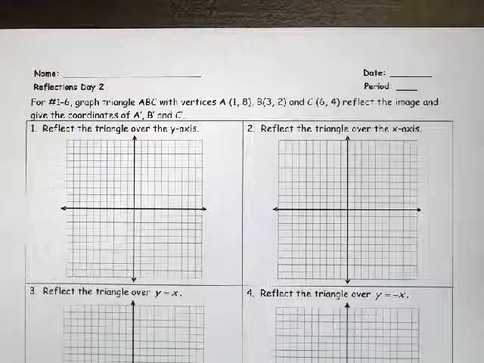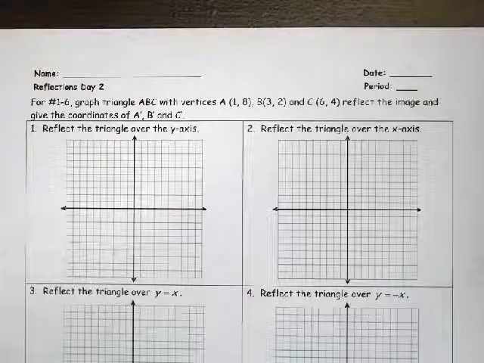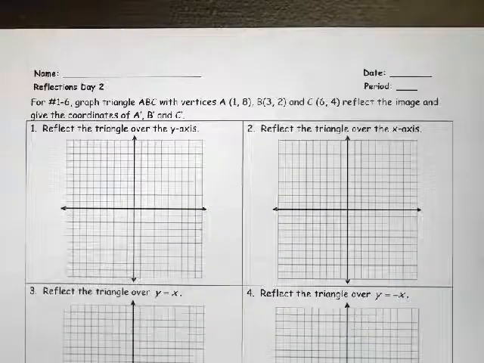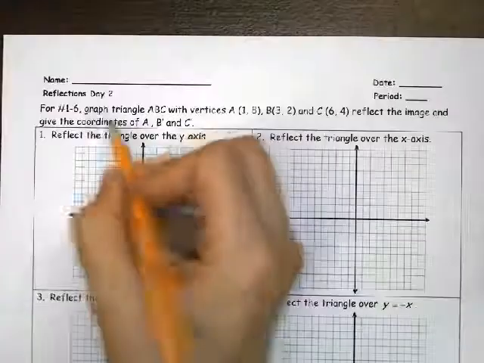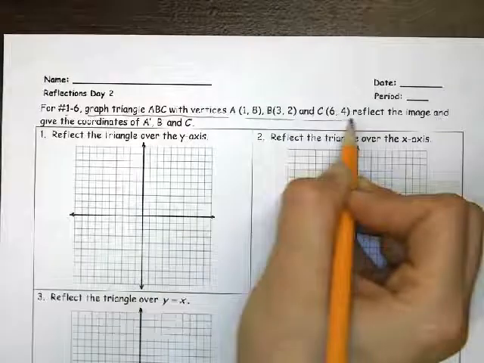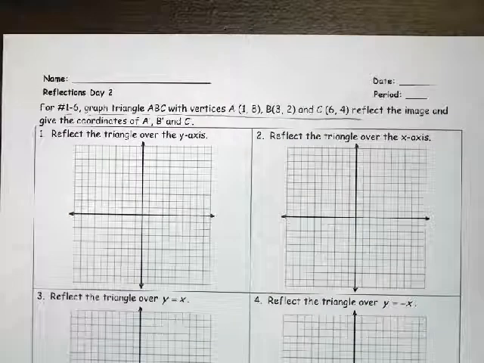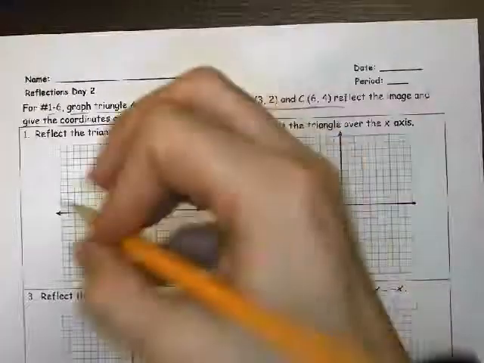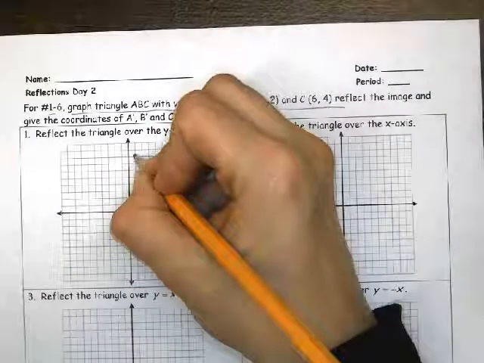Alright, today we're working on reflections day 2. So this is a little bit of everything that we've been going over. For every single one of these graphs, 1 through 6, it wants us to use the same exact triangle. So for every single one of them, I'm going to plot the same triangle. Let's go ahead and get plotted.